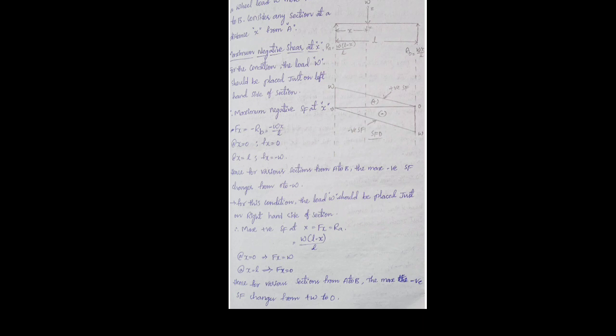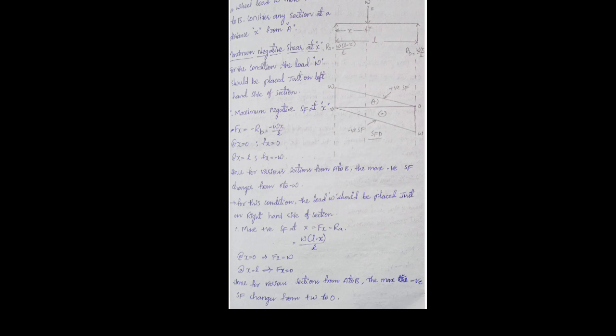You can see the same thing in the figure. At A, it is plus W on the top side. Next, at x equal to L, that is at B, the shear force is 0. You can see the top one there, 0, W and 0, positive shear force. Hence, for various sections from A to B, the maximum positive shear force changes from plus W to 0.